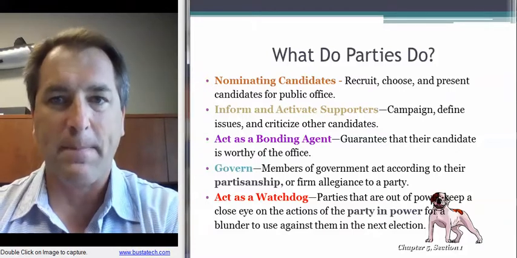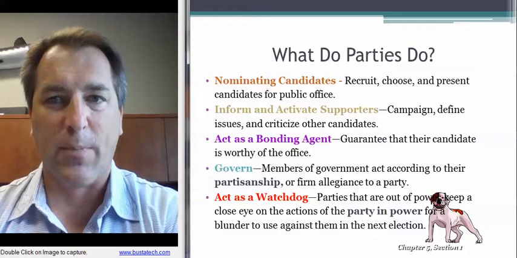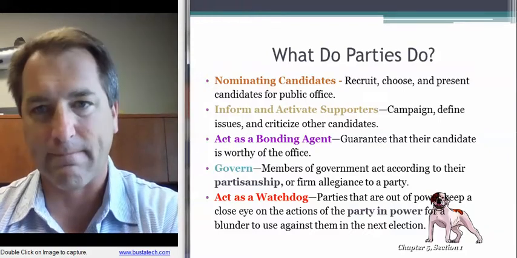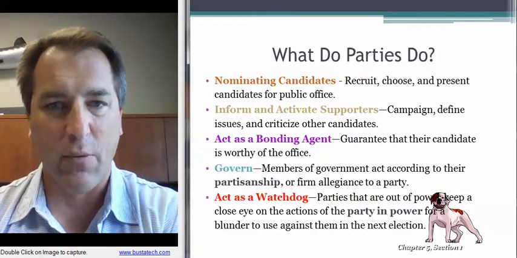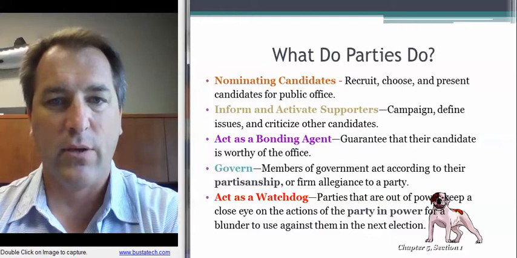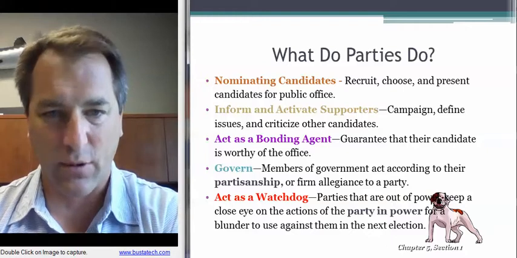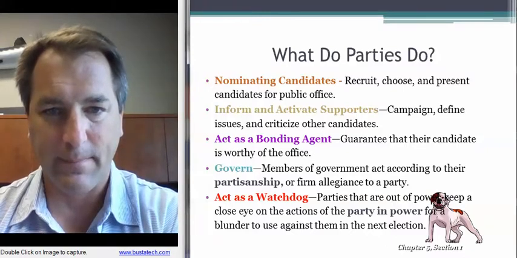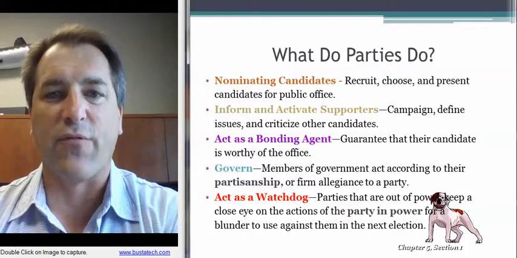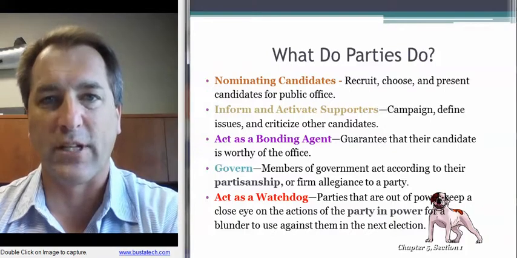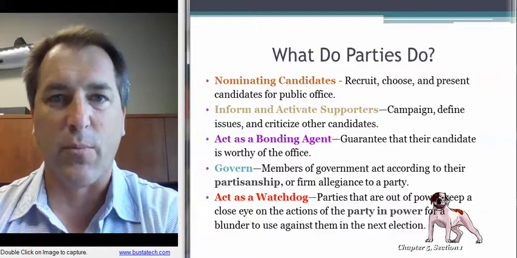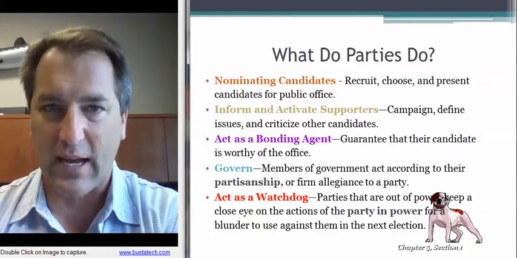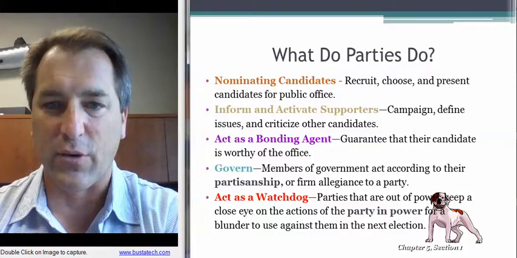In 2012, the Republicans had numerous candidates as well, but they whittled it down to Mitt Romney. They nominated Mitt Romney. However, he did not win. Barack Obama won a second term in 2012. The second thing they do is inform and activate their supporters through websites, social media, television ads, and so on. They're going to promote their candidates and criticize the candidates from the other party.